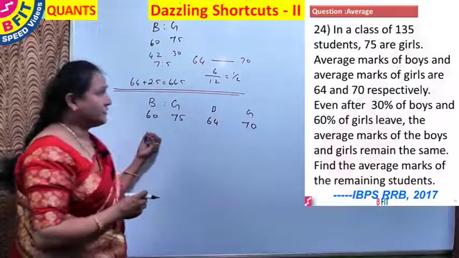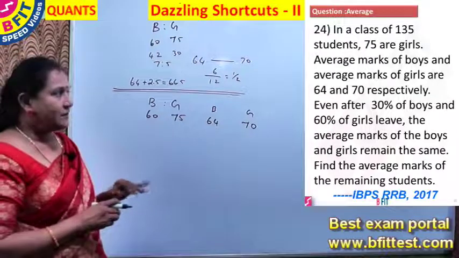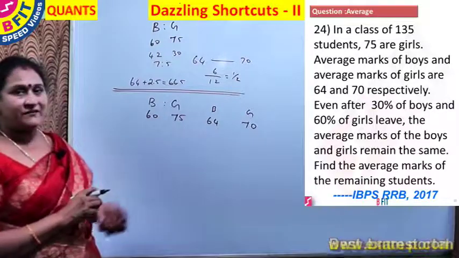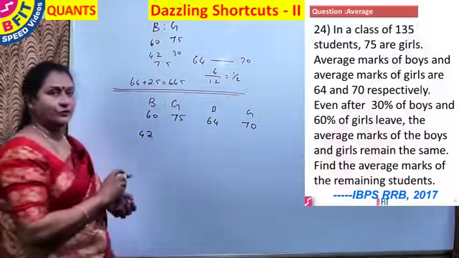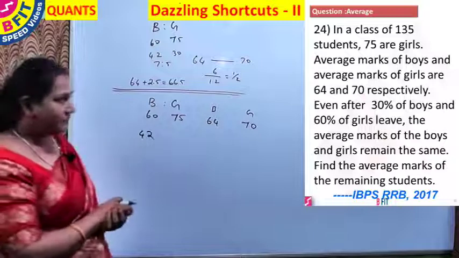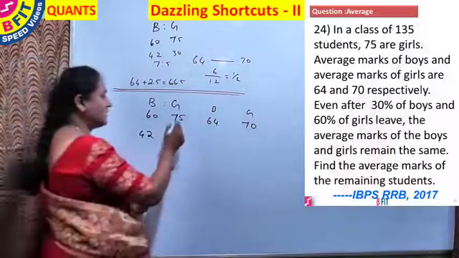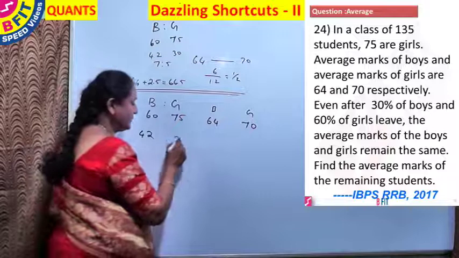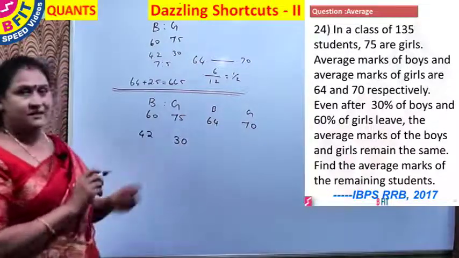Now 30% of boys leave. In this 60, 30% boys leave, which implies only 70% are there. In this 60, 10% is 6, so 70% is 42. Now out of girls, 60% leave, so we have 40% of girls left in the class. 10% is 7.5, 20% is 15, and 40% is 30. So now 42 boys and 30 girls are there in the class.